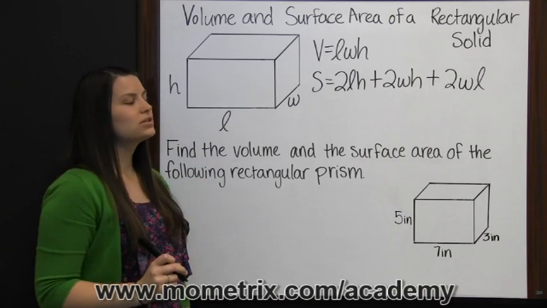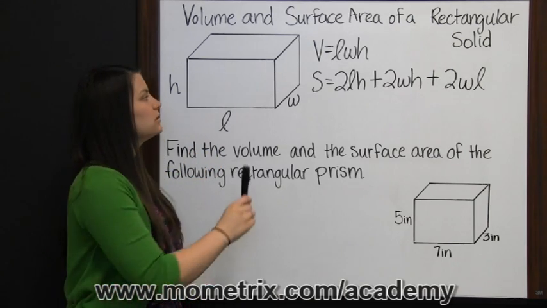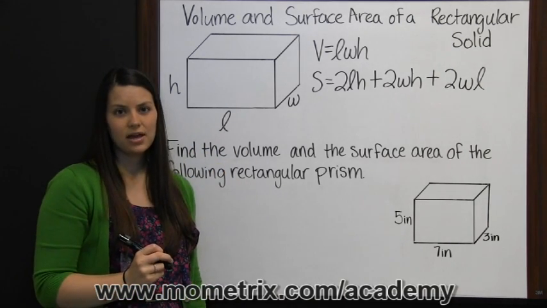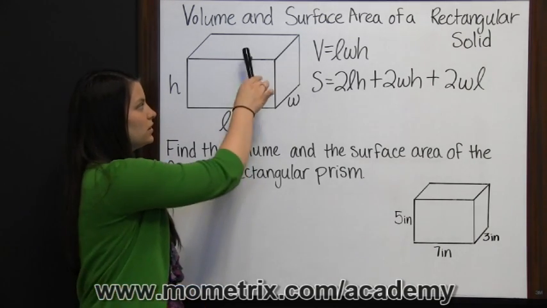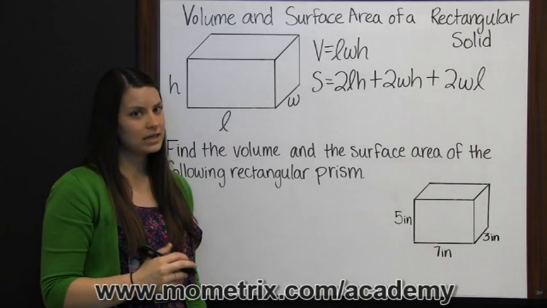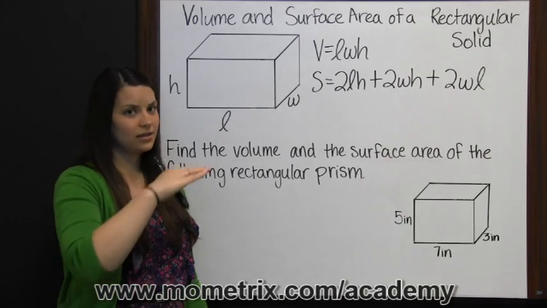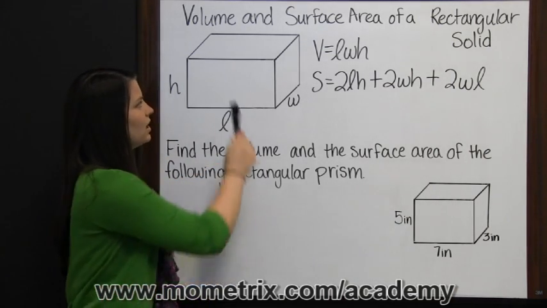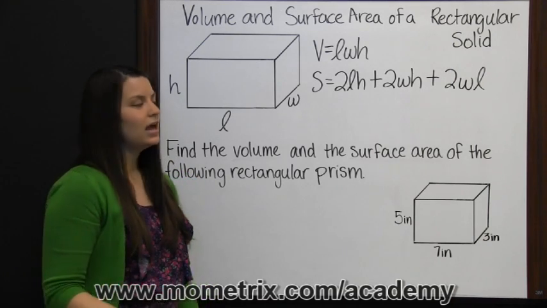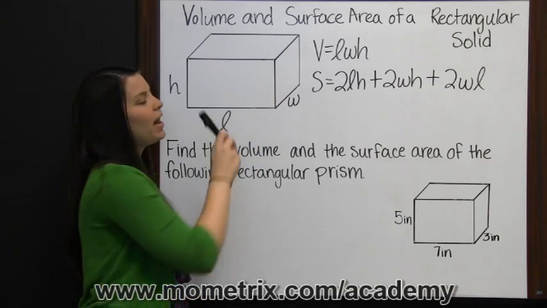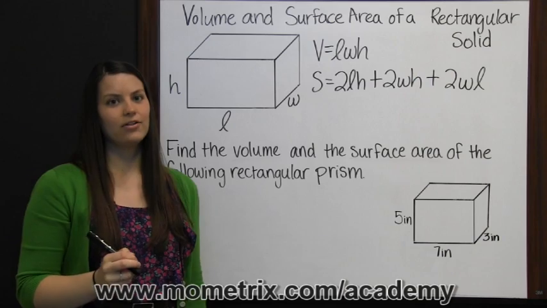A rectangular solid has 3 pairs of congruent parallel faces. The top and the bottom are exactly the same and parallel to each other. The left and the right, again, congruent and parallel. And finally, the front and the back are congruent and parallel.